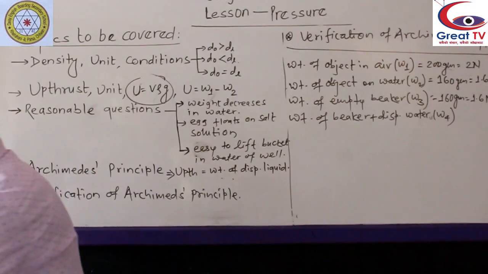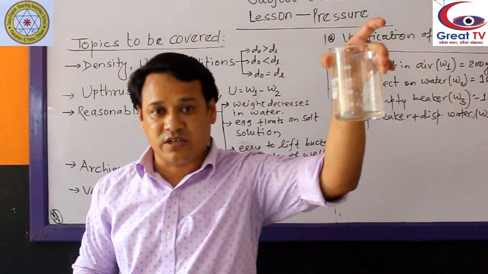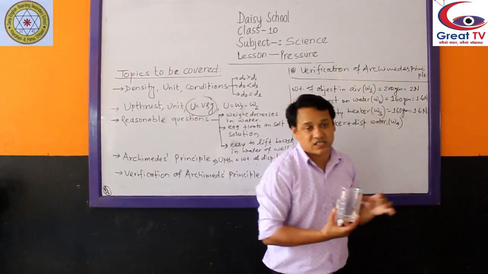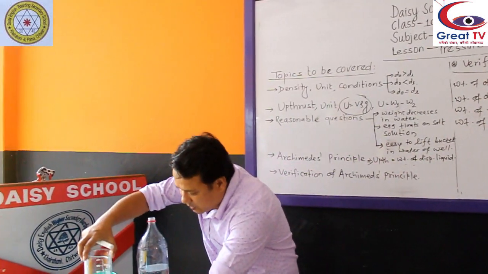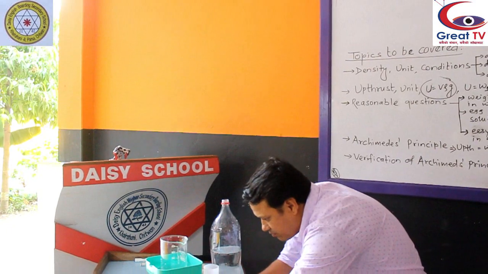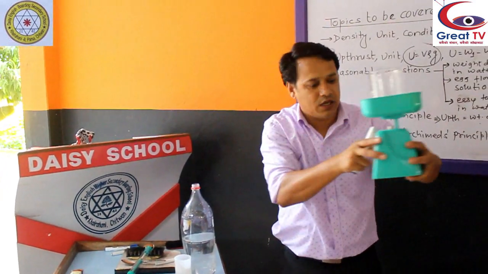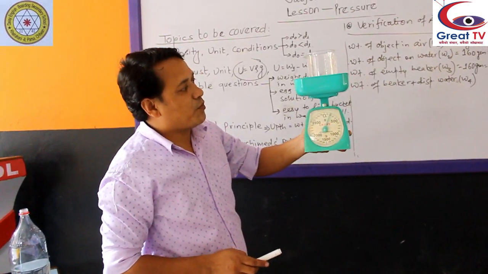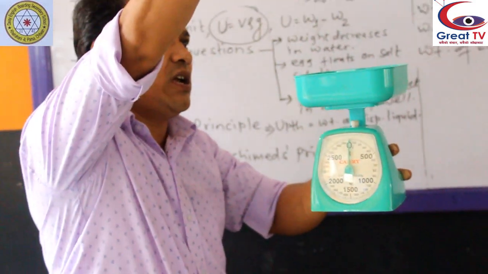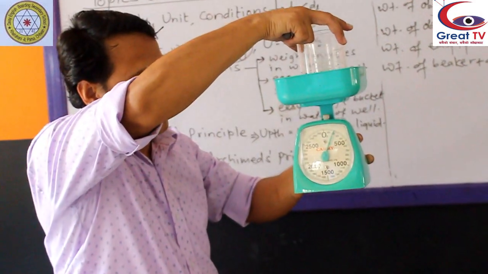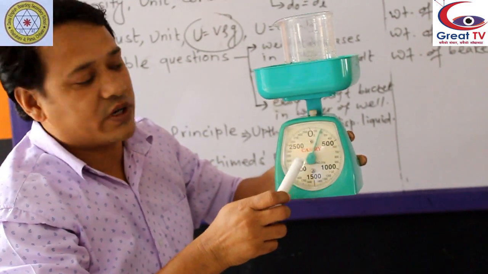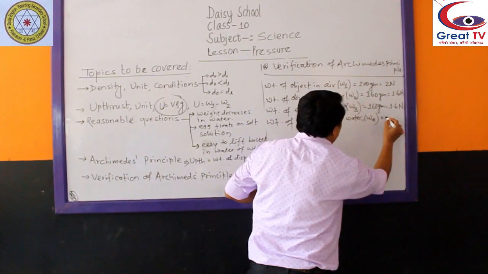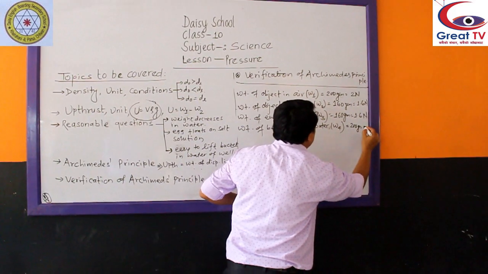Now I have collected the displaced water here. We have already recorded that the empty beaker weight is 160 gram. Now let's measure the weight of beaker and water. Here you can see it is 200 gram. This is the weight of the displaced water and beaker, 200 gram, which means again 2 Newton.